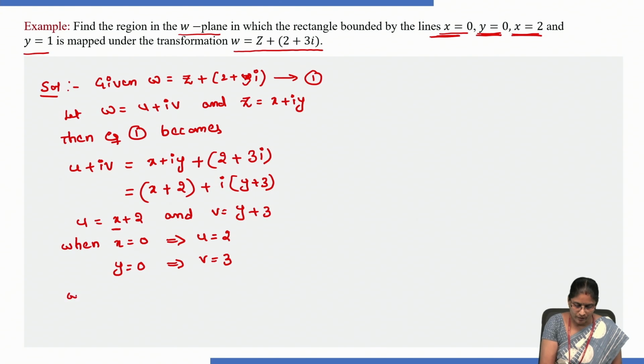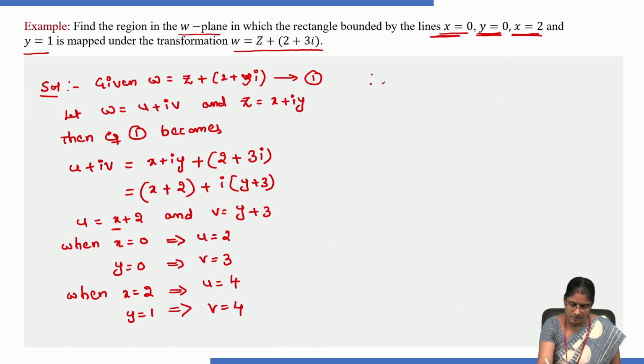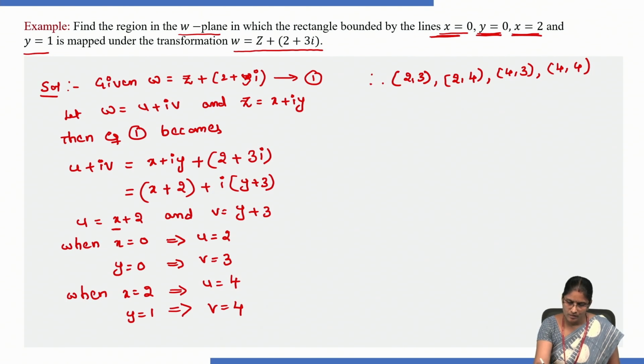Next, x equal to 2. When x equal to 2, u equal to 4, and y equal to 1, v equal to 4. Therefore, we get the points like this: (2, 3), (2, 4), (4, 3) and (4, 4). Next, we have to mark these points.